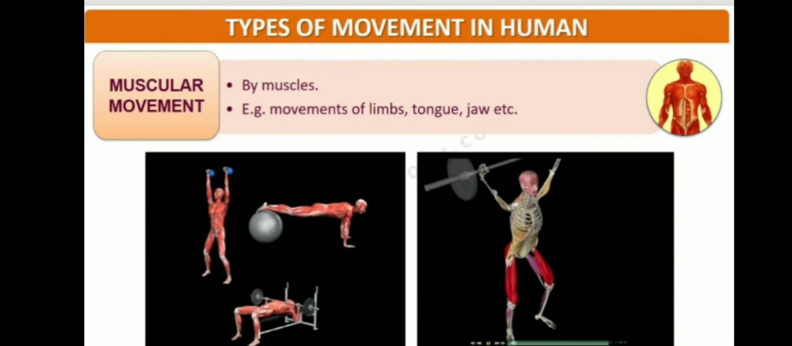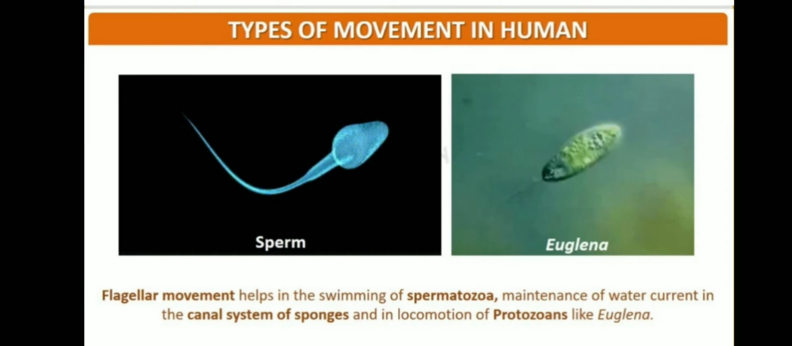So, in this chapter, you will learn about the types of muscles, the structure, the mechanism of contraction, and important aspects of the skeletal system. Also, there is flagellar movement shown by sperm and euglena. Flagellar movement helps in the swimming of spermatozoa, maintenance of water current in the canal system of sponges, and in locomotion of protozoans like euglena.